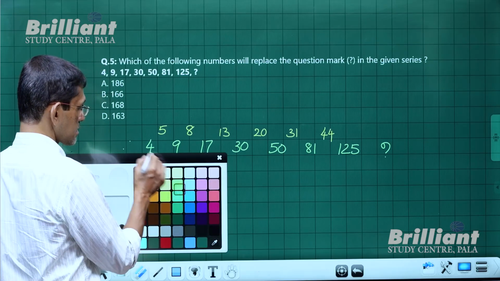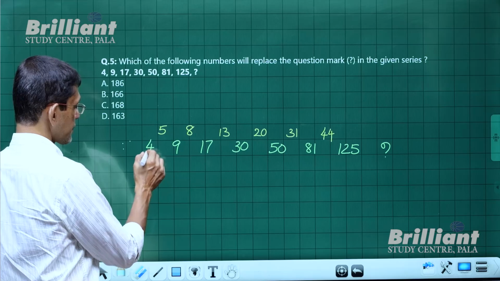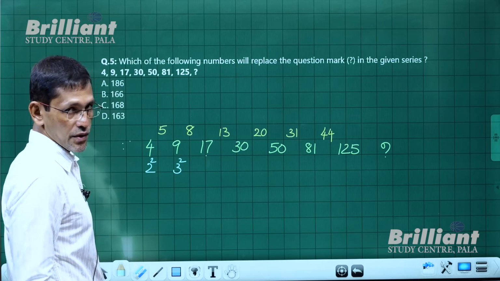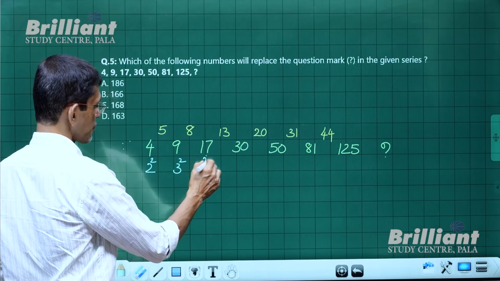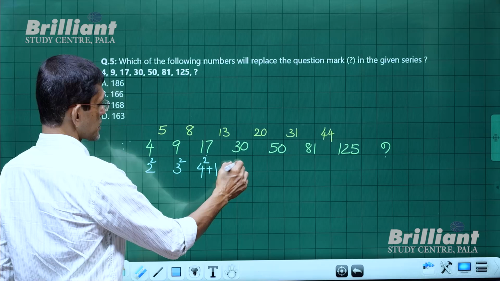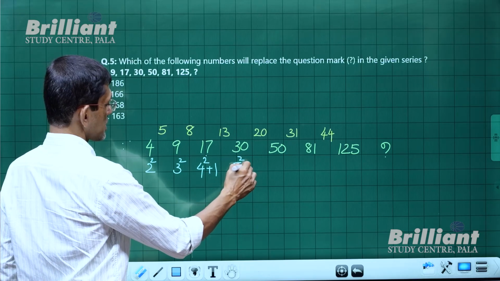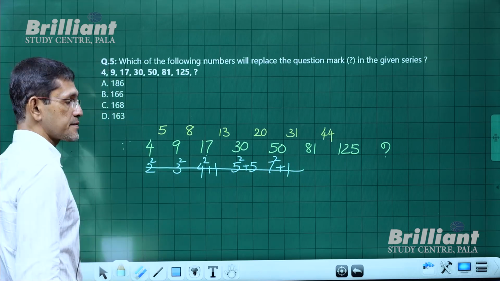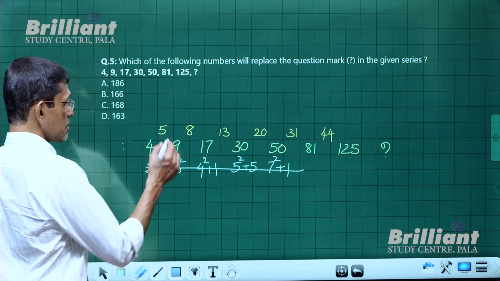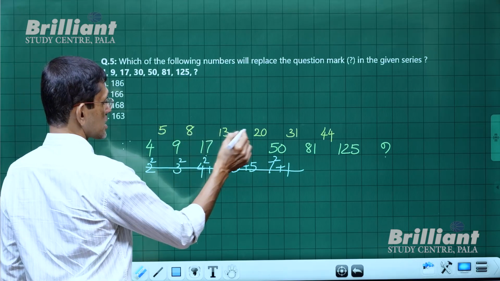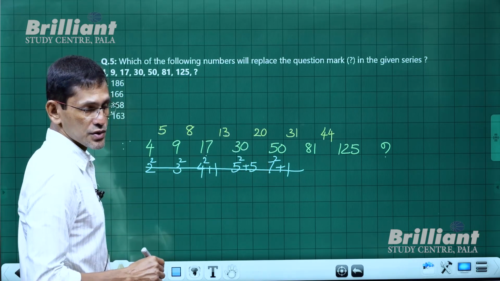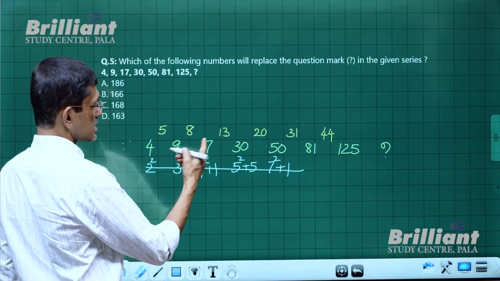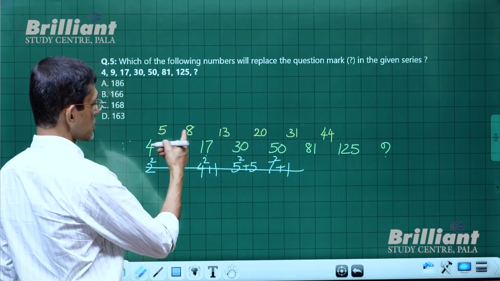Think about it. Or you think about like what? 4 is 2 square, 9 is 3 square. However, 17 is not a perfect square, so it is 4 square plus 1. 30 is 5 square plus 5, and 50 is 7 square plus 1. However, that doesn't give us any pattern. Now, what you have to think about is these numbers here. Is there a peculiarity for those numbers? We have taken the differences of 4, 9, 17, 30, 50, etc. Now we got the differences.